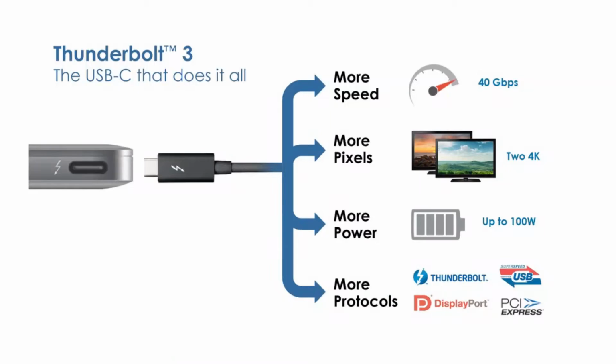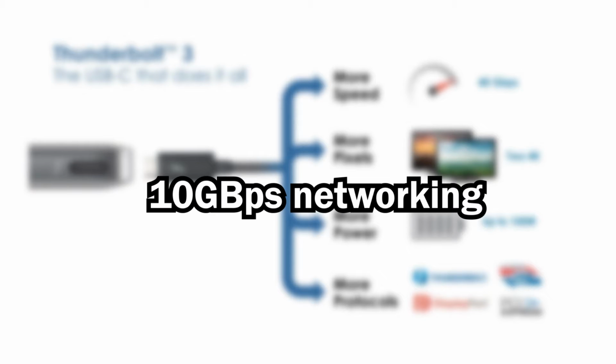In December of 2015, Intel released the Thunderbolt 3 technology. This version of Thunderbolt can deliver 15 to 100 watts of charging power, has a maximum throughput of 40 Gbps, and is also able to support 10 Gbps networking.